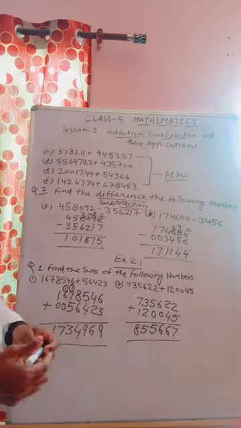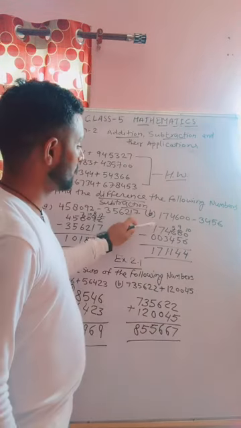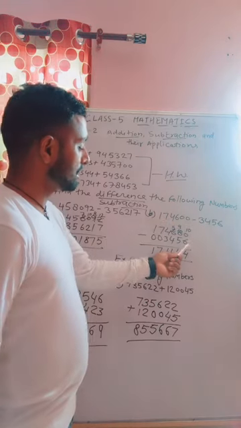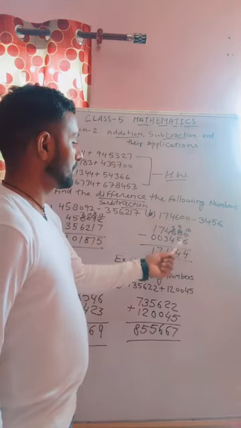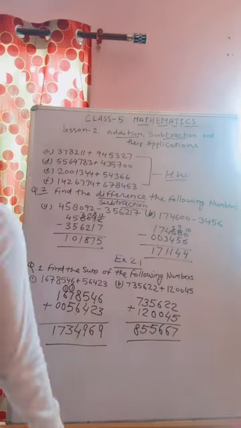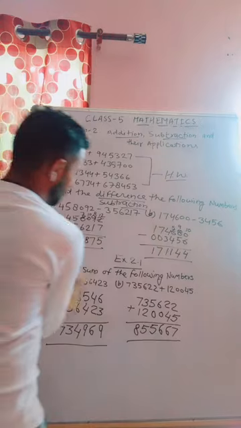Okay, understand? First you arrange the numbers. You write 1 7 4 6 0 0, and on this side you write 6 5 3 4 4. If no number is given, you write 0 0. Okay, do you understand? And I give some questions. You do them as homework.